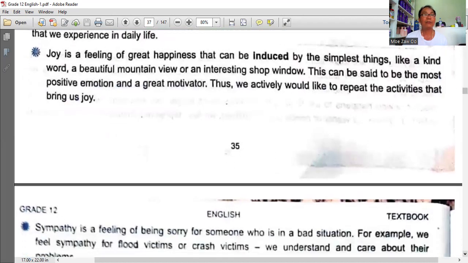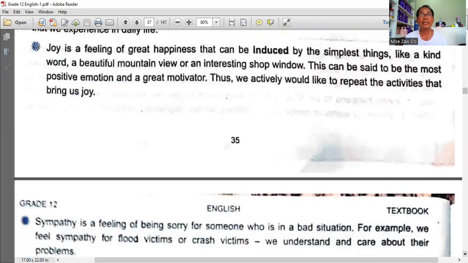Joy is a feeling of great happiness that can be induced by the simplest things, like a kind walk, a beautiful mountain view, or an interesting shop window. This can be said to be the most positive emotion and a great motivator. Thus, we actively would like to repeat the activities that bring us joy.